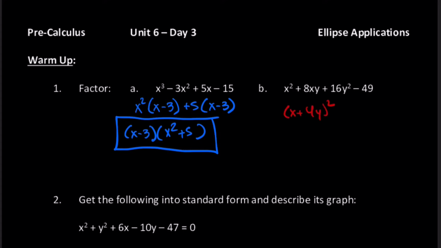4y squared minus 49. Now this you can factor as the difference of two perfect squares. It's kind of like a squared minus b squared. A is going to be x plus 4y, and b is just going to be 7. So this is going to get me x plus 4y plus 7 times x plus 4y minus 7. If you wanted to, you could put parentheses around that binomial, but you don't need to.